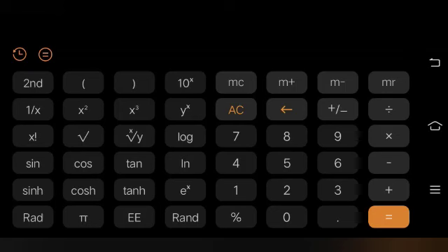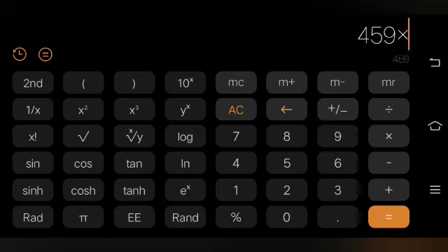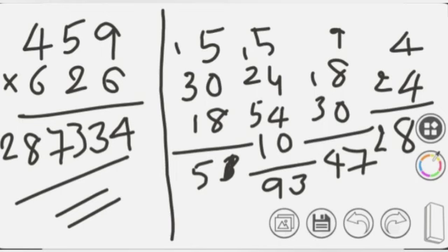So let me check. 459 into 626. Same. If you are good at addition, solve these addition problems in your mind and practice more sums using this trick. You can solve multiplication in just 4 to 5 seconds.